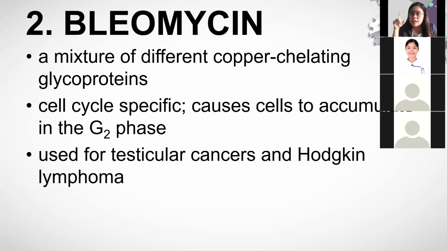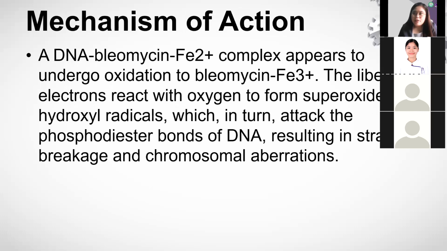Now, unlike the anthracycline antibiotics, this one is cell cycle specific and its target is the G2 phase. So it causes cells to accumulate in the G2 phase. That is the second growth phase wherein supposedly the cells are preparing for mitosis. But that is the target of bleomycin. So the cancer cells, for example, all go into G2 phase and accumulate there. Now, where do we use bleomycin? We use this for testicular cancers and Hodgkin lymphoma.